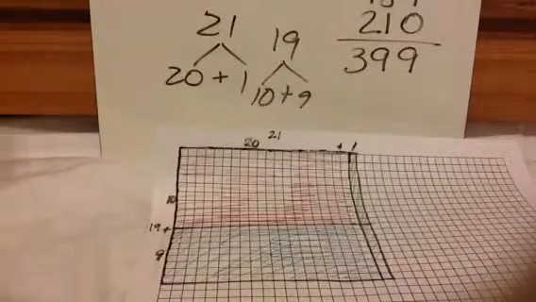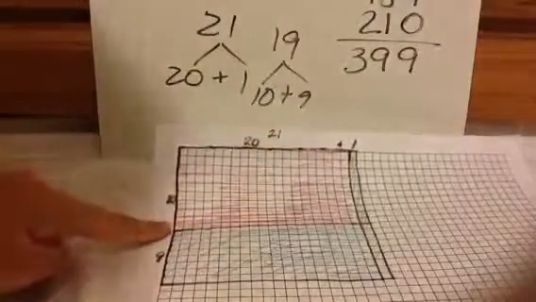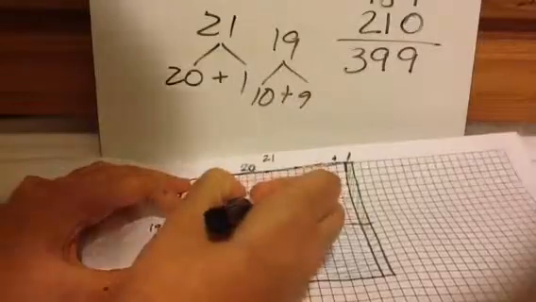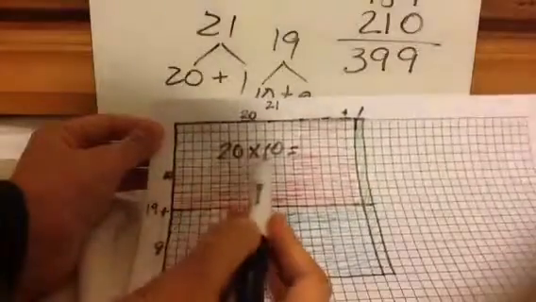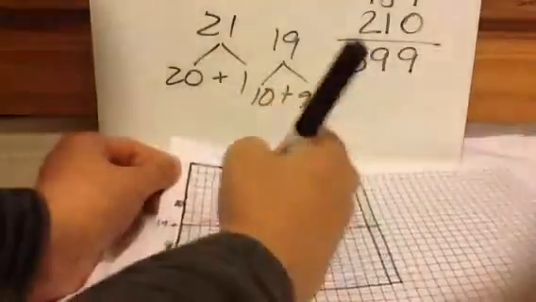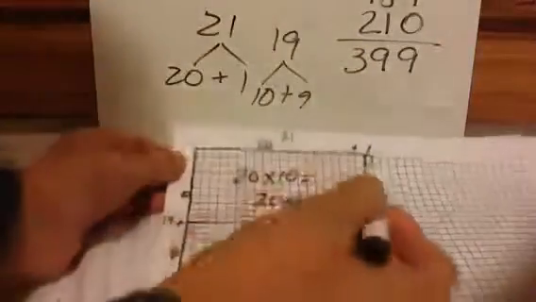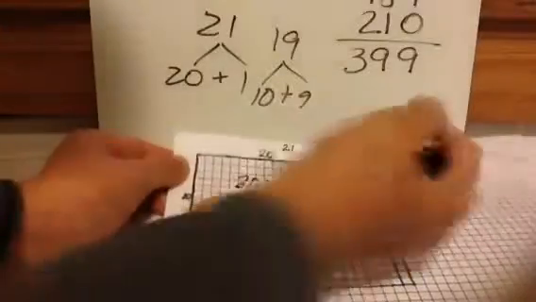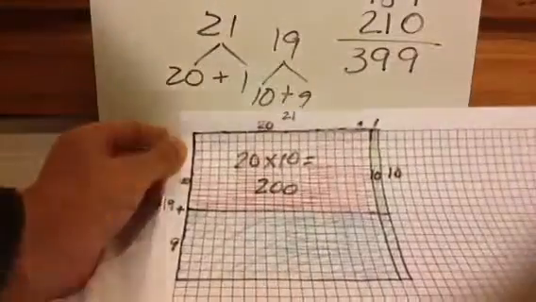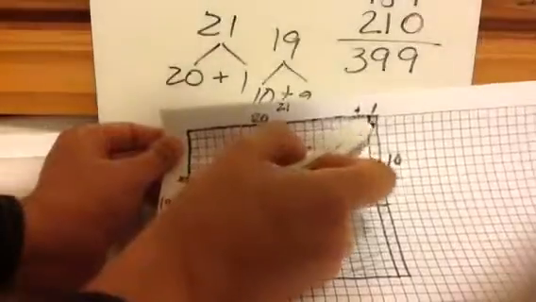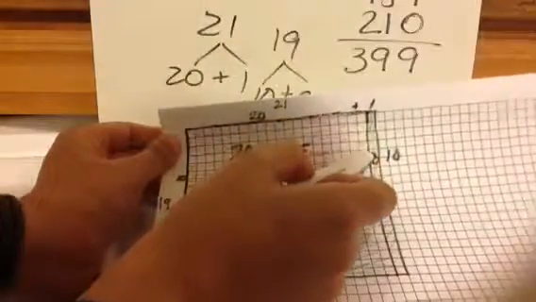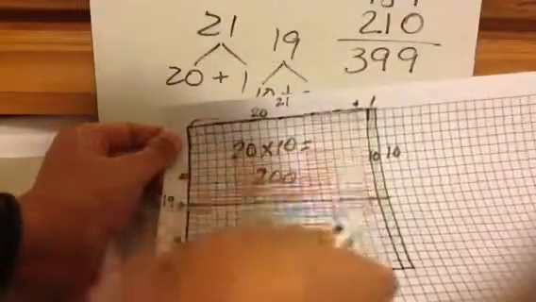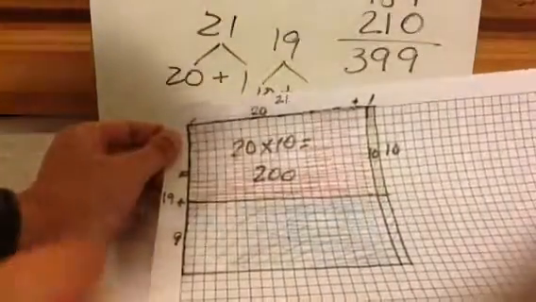Okay, so let's look at each section. So this one right here is a 20 by 10. So a 20 by 10, you can do 2 times 1. 2 times 1 is 2, and add the 2 zeros, so 200. This one right here is a 1 by 10. This is a 10 because this side is 10. So 1 times 10 is 10. And if it's difficult to understand, 1, 2, 3, 4, 5, 6, 7, 8, 9, 10. So that means there are 200 squares right here shaded in. There's 10 shaded in right there.